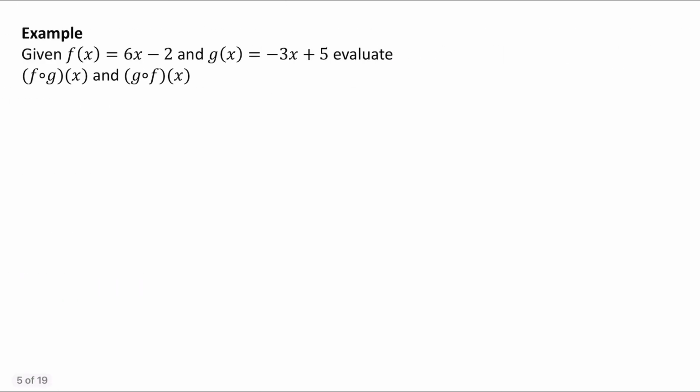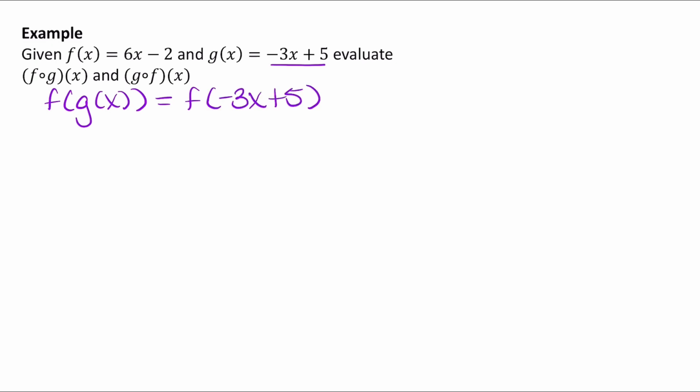So now let's work on an example. Given f of x equals 6x minus 2 and g of x equals negative 3x plus 5, let's evaluate f of g of x and g of f of x. Let's start off with f of g of x, which I'm just going to rewrite like this. I'm going to write it like f of g of x. And so what I'm going to do is take this g of x and plug it into f. So that's basically the same thing as f of negative 3x plus 5.